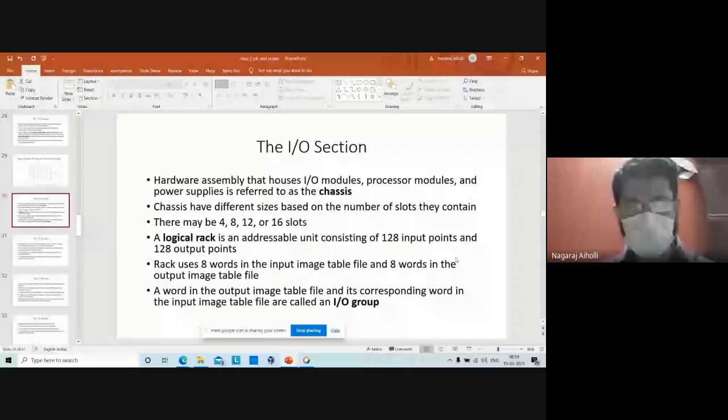In the previous class, we discussed the IO section. We dealt with the rack, what is chassis, memory, chassis and rack, the number of slots, what slots are, and how the data is stored in the slot using the word and the bit format. This format we explained in the previous class, the format in which the data is stored in the file or in the rack system.